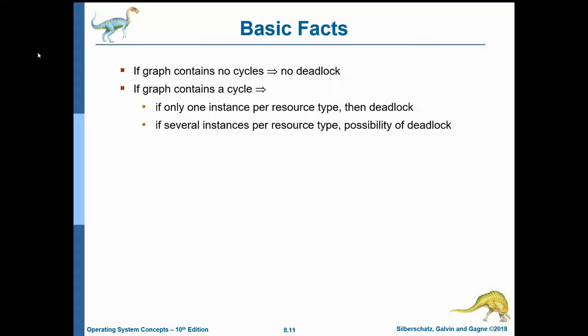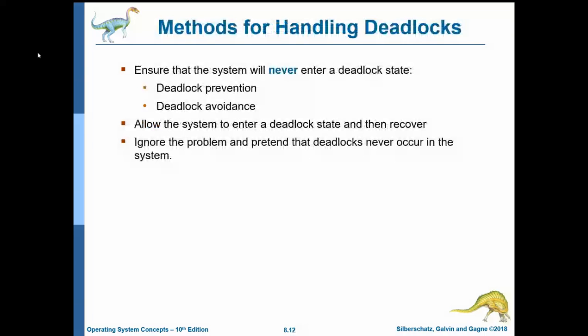Tapi kalau you ada several instances dalam satu resource type, possibility of the deadlock ataupun tak ada deadlock. So biasanya kalau satu resource type, deadlock akan berlaku. Tapi kalau you have several instances dalam satu resource, possibility ada deadlock ataupun possibility tak ada deadlock. Okay, alright. So now kita dah tahu macam mana deadlock tu berlaku.